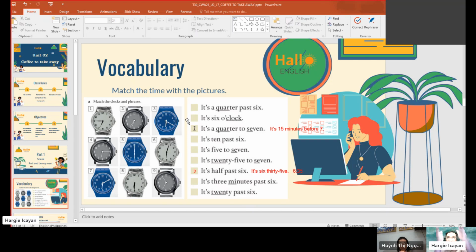there would be 5 intervals. So 5, 10, 15, 20 until 60 minutes. So half of 60, that would be 30. And then a quarter of an hour, that would be actually this one, 6:45, right? So in the Philippines, we call the time 6:45. In Vietnam, also 6:45.